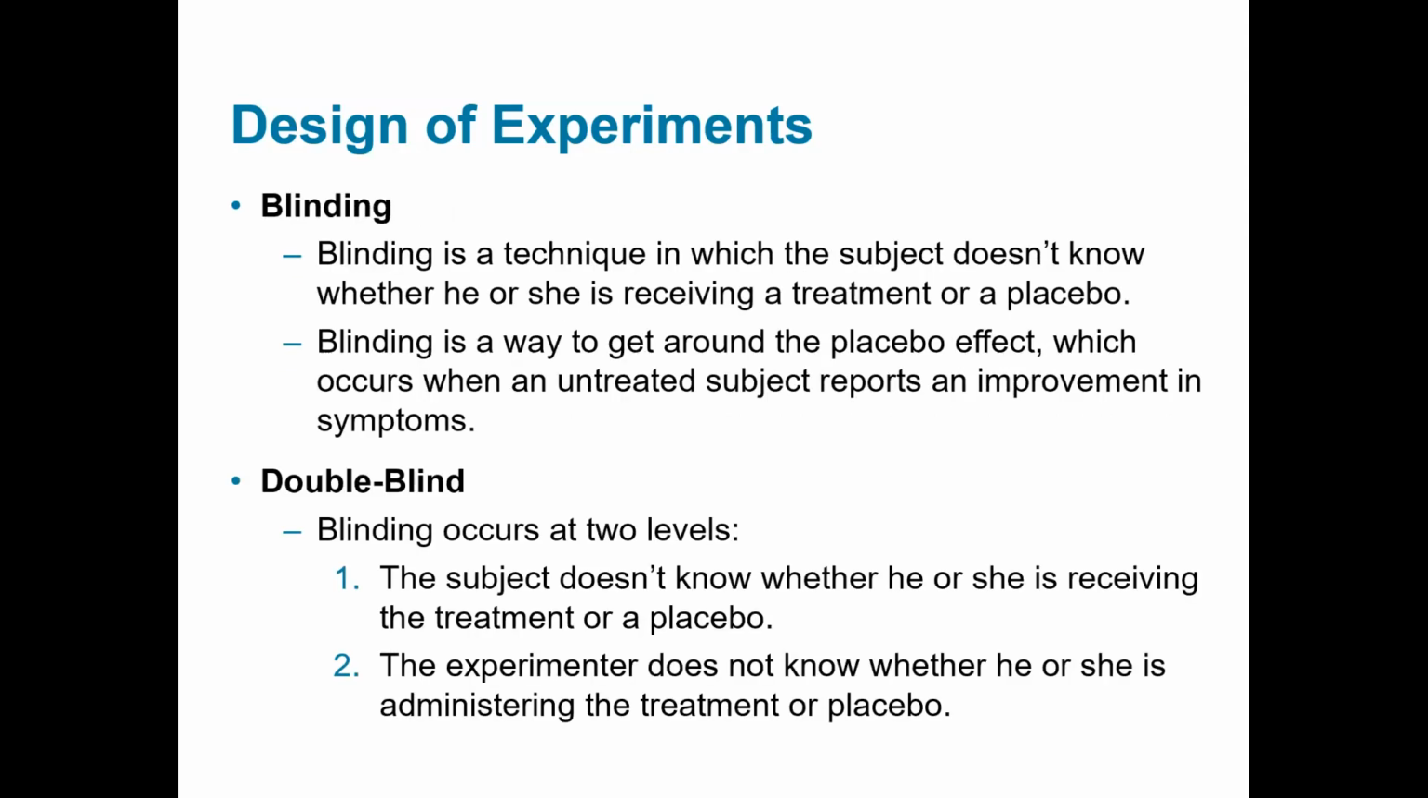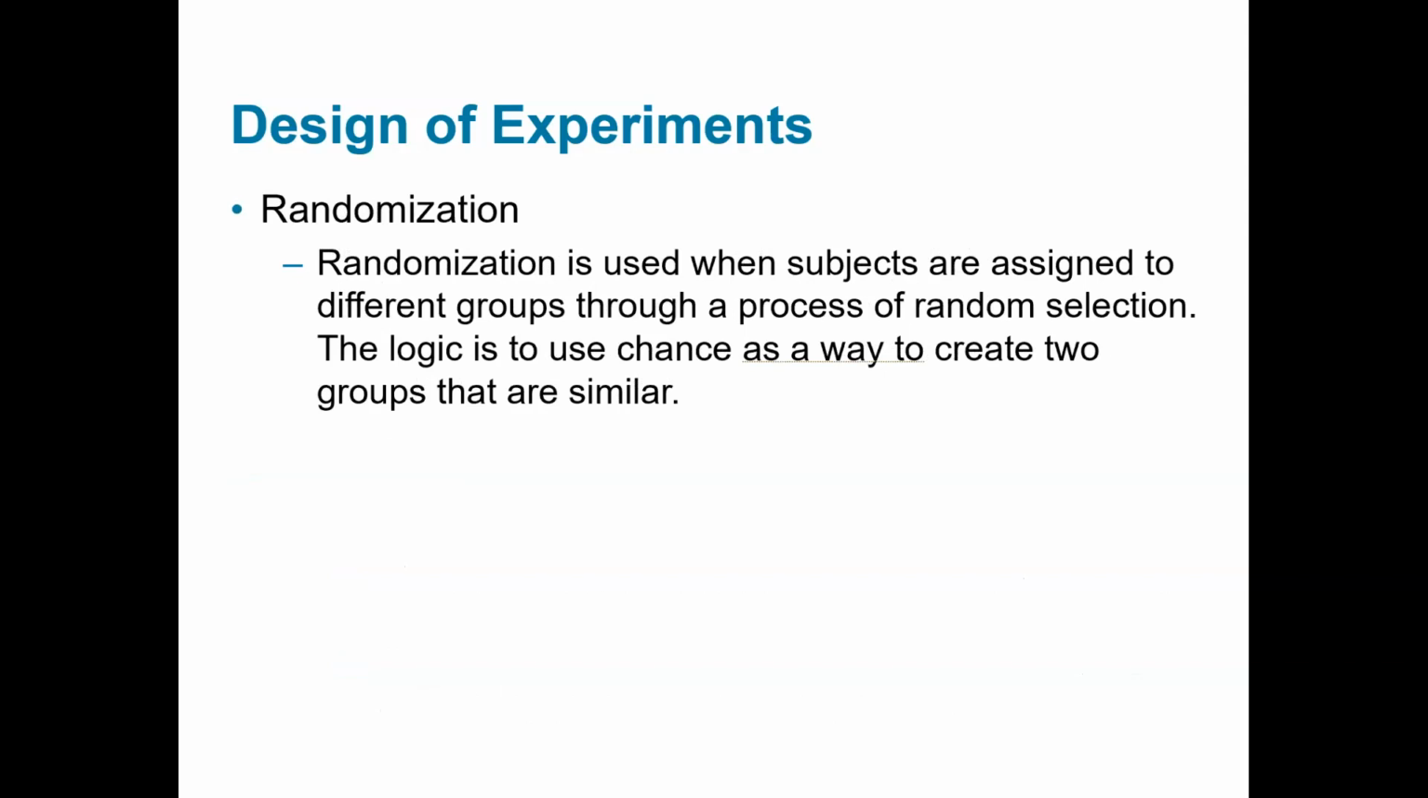We've got blinding and then double blinding. So blinding is a technique in which the subject doesn't know whether he or she is receiving a treatment or a placebo. And it's a way to get around that placebo effect, where we don't want people to think that they're doing better necessarily. We want everyone to kind of not know what's going on and see what's actually happening without that placebo effect. A double-blind experiment is where the subject doesn't know and the person running the experiment doesn't know, because there could be some inadvertent bias or things that can happen if the experimenter knows who has the treatment and who doesn't. And randomization.